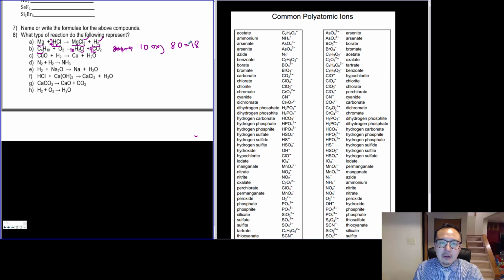If I have 18 oxygens, that's easy because this is O2. I just have to put a 9 here. But we're not done. If you look at this, my carbons and my hydrogens are actually not equal, because if you look at my hydrogens, I have 10 here, well, I have 20 here. So that actually offsets that a lot. So what if I were to put a 2 here?